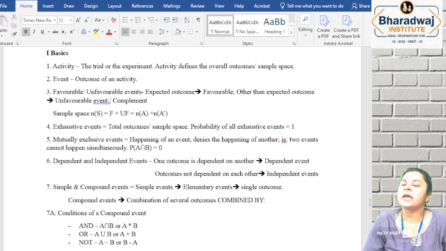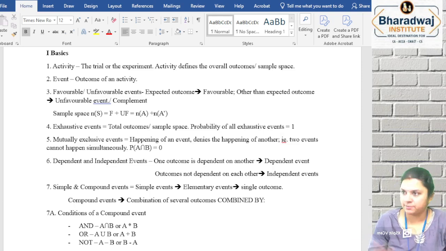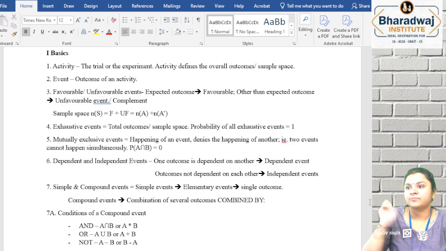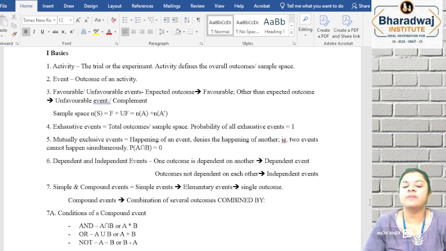Now, events can be either favorable or unfavorable. Favorable means what you expect to occur, n of A. What you do not expect to occur is unfavorable, which is the complement of the event, n of A dash. Favorable plus unfavorable will always be equal to the total events or the sample space, right?